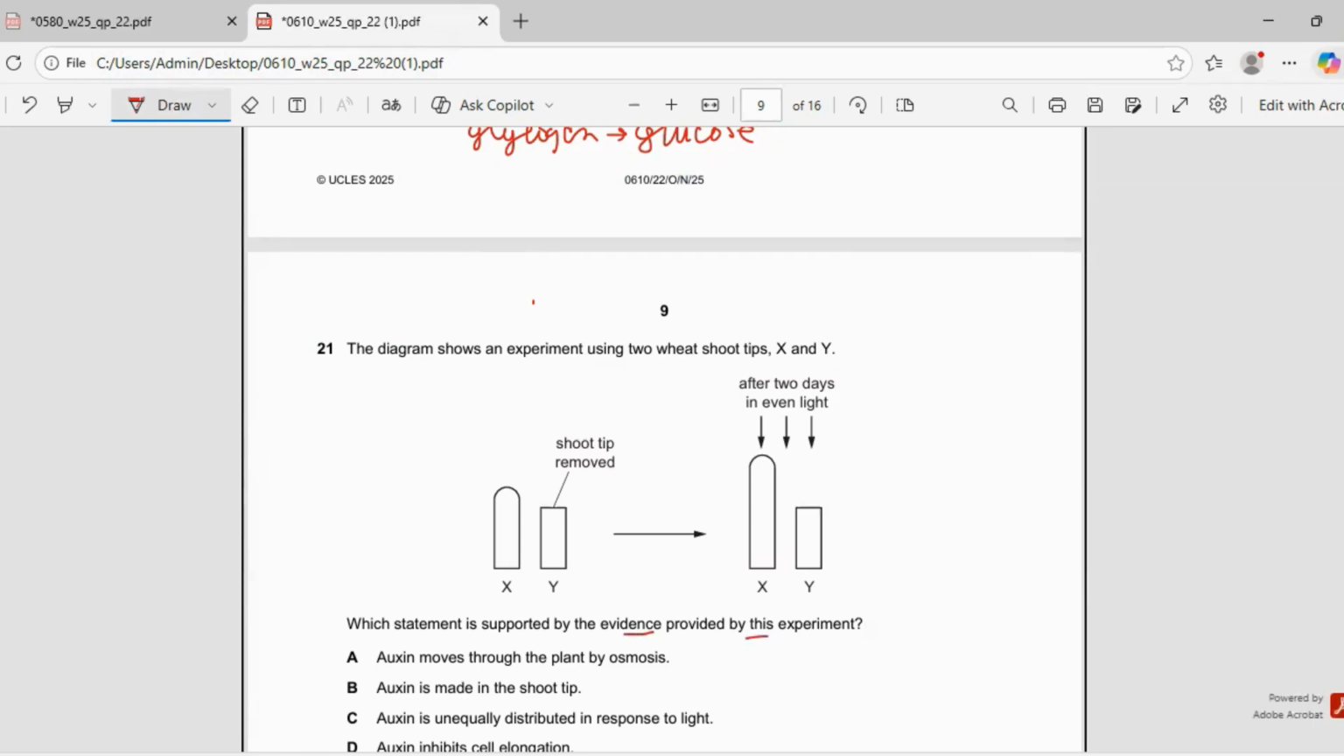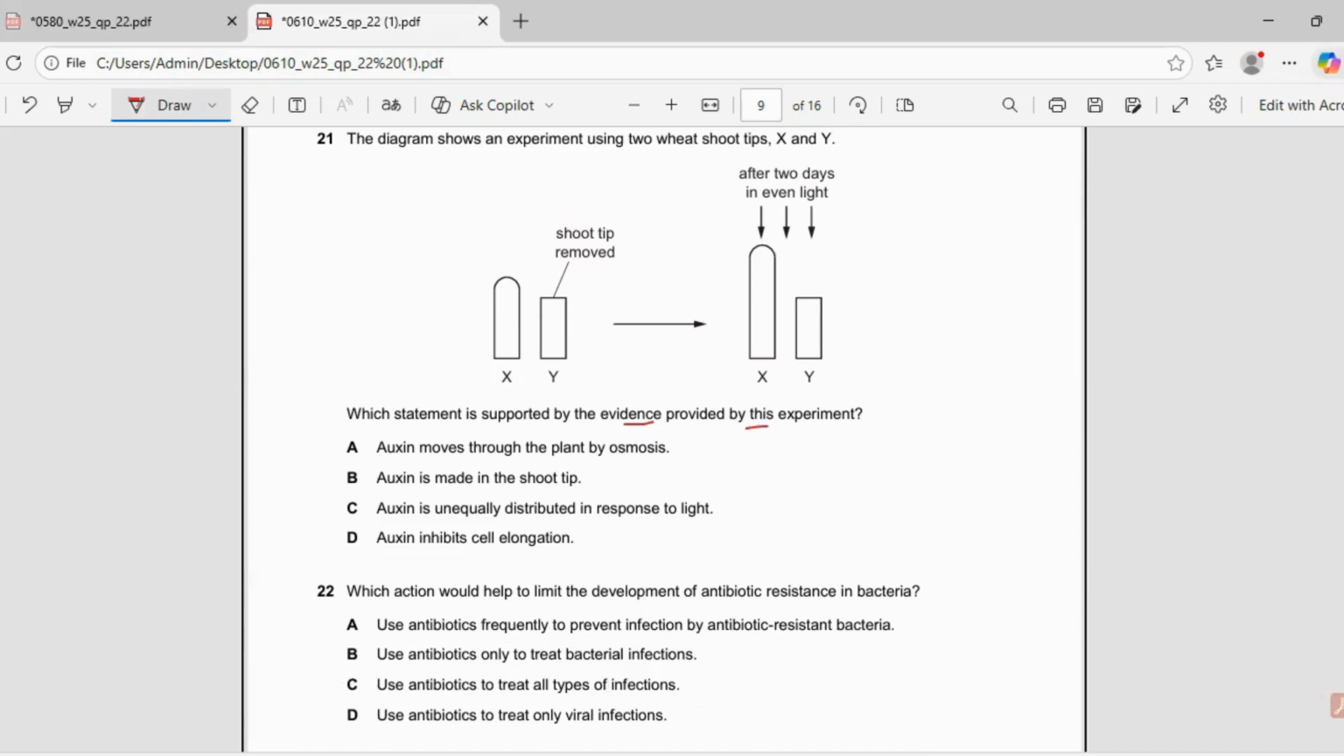You can see 2 shoots, in one of them, Y, the tip is removed. So after 2 days of light falling on them, the shoot X grows because auxin is present and auxin helps in apical growth. So auxin is present here and auxin is absent here, so this shoot does not grow because the tip is cut and auxin is present at the tip. So the correct answer is auxin is made at the shoot tip.